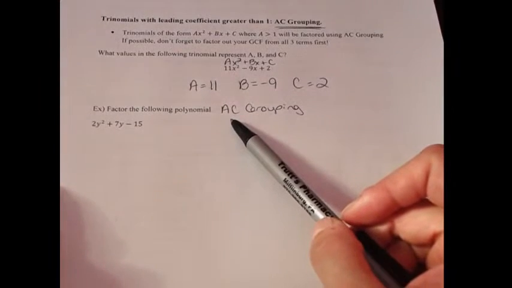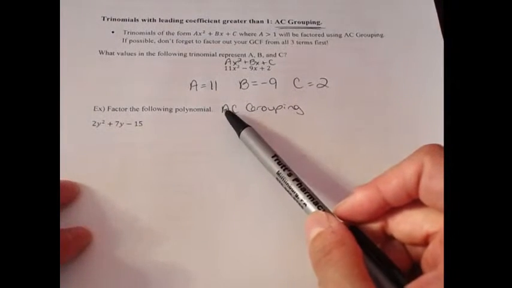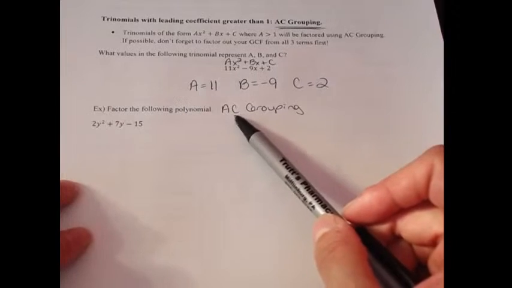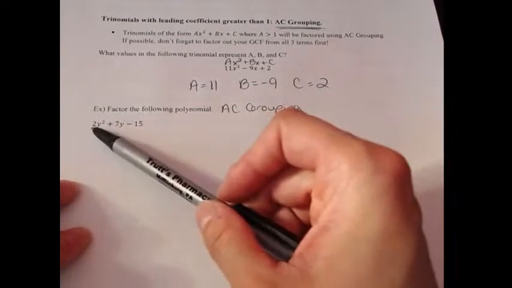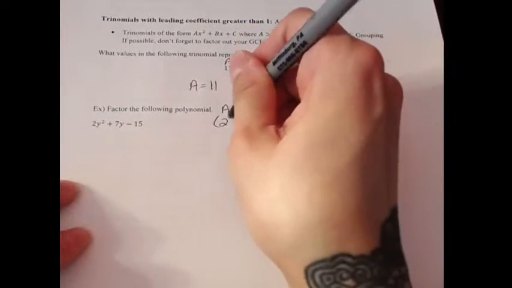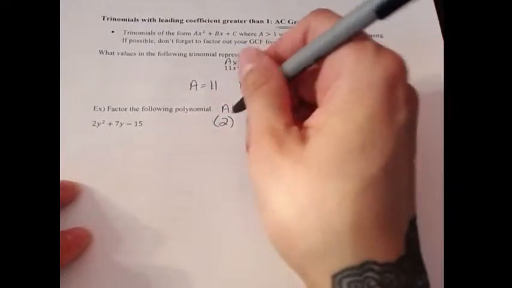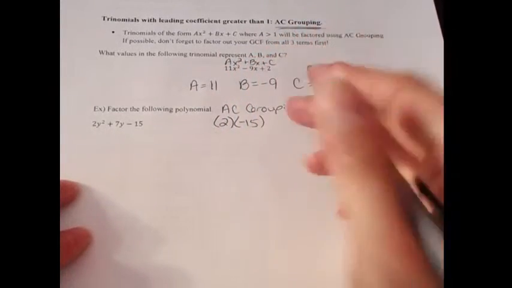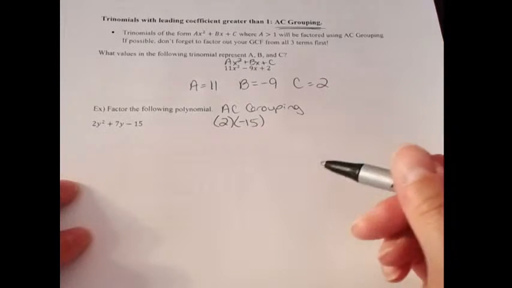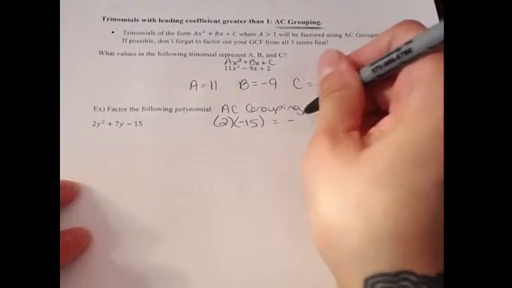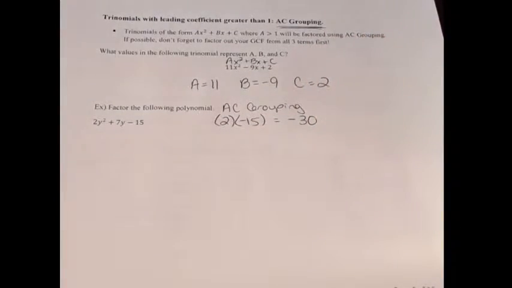Okay, so knowing nothing else, I'm going to say let's start with A times C, because that's what it says in the name. A is 2, and C is a negative 15. When I multiply 2 times a negative 15, this gives me negative 30.